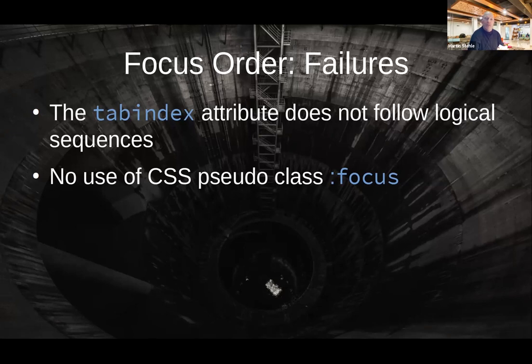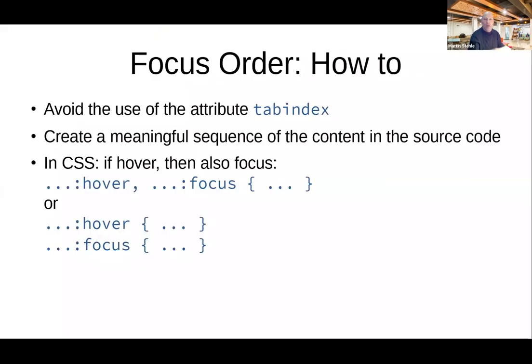And the other failure is maybe you use the hover pseudo class for mouse overs but do not provide the focus class too. So how do we do it properly? Use both the focus and the hover pseudo classes, and avoid the tabindex attribute. That's my preferred use, just no tabindex. Just provide a meaningful sequence in the HTML code, and the focus order is meaningful too.